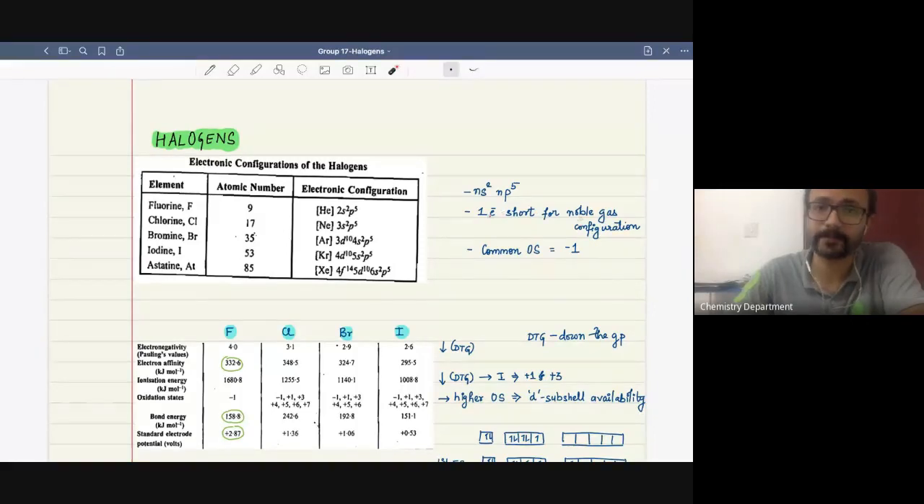And that is why most of the members of the halogen family exhibit an oxidation state of -1. The reason being, just by accepting one electron, these halogens are able to show a noble gas configuration. That is why the most common oxidation state exhibited by the halogen family is -1.